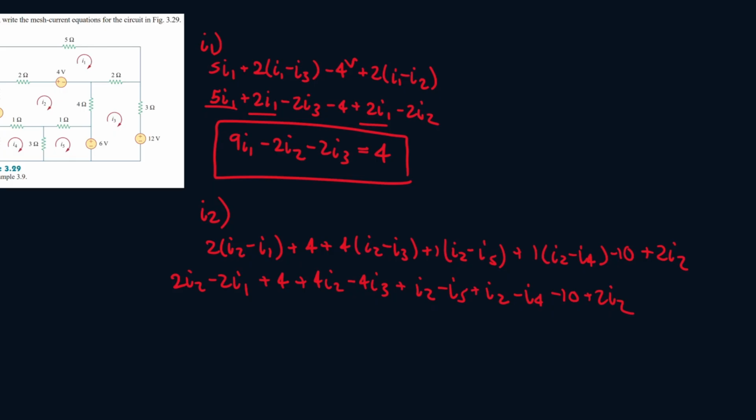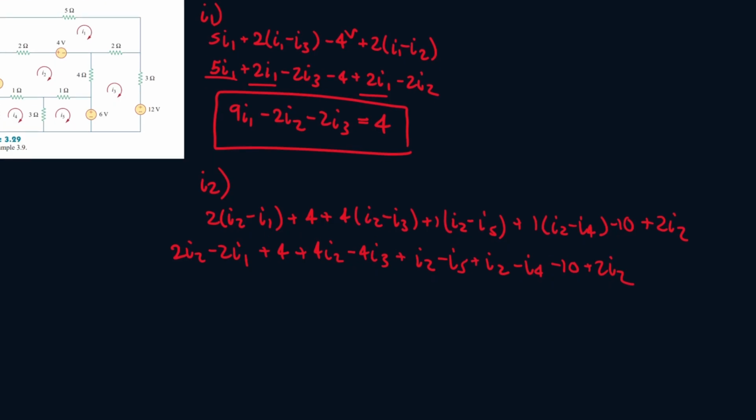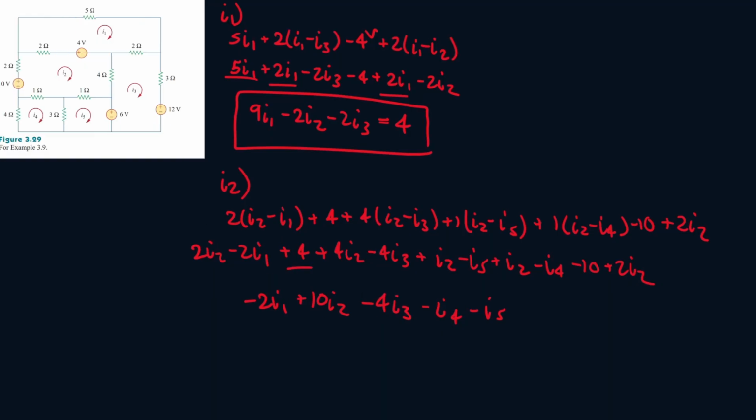Alright, so we just foiled it out. So let's collect like terms. So for I1 we get minus 2I1 plus 10I2 minus 4I3 minus I4 minus I5. And we see 4 minus 10. That gives us minus 6. And let's bring the 6 to the other side. So it'll be equal to 6. Okay, so 4 minus 10, that's minus 6. And if you bring the 6 to the other side, that's equal to 6. So this is our second equation.